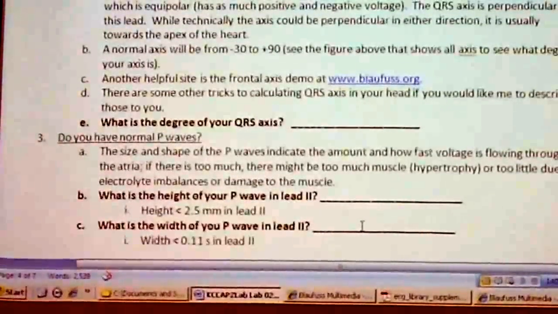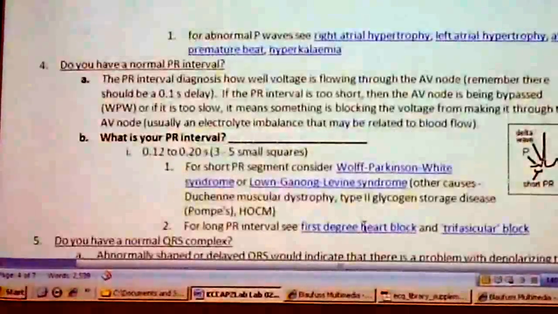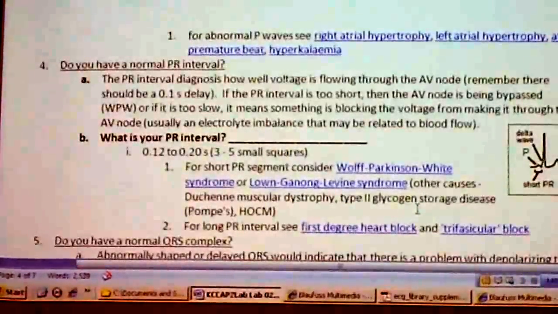So that is P waves. I'm going to do something fairly similar now, which is what is your normal PR interval?